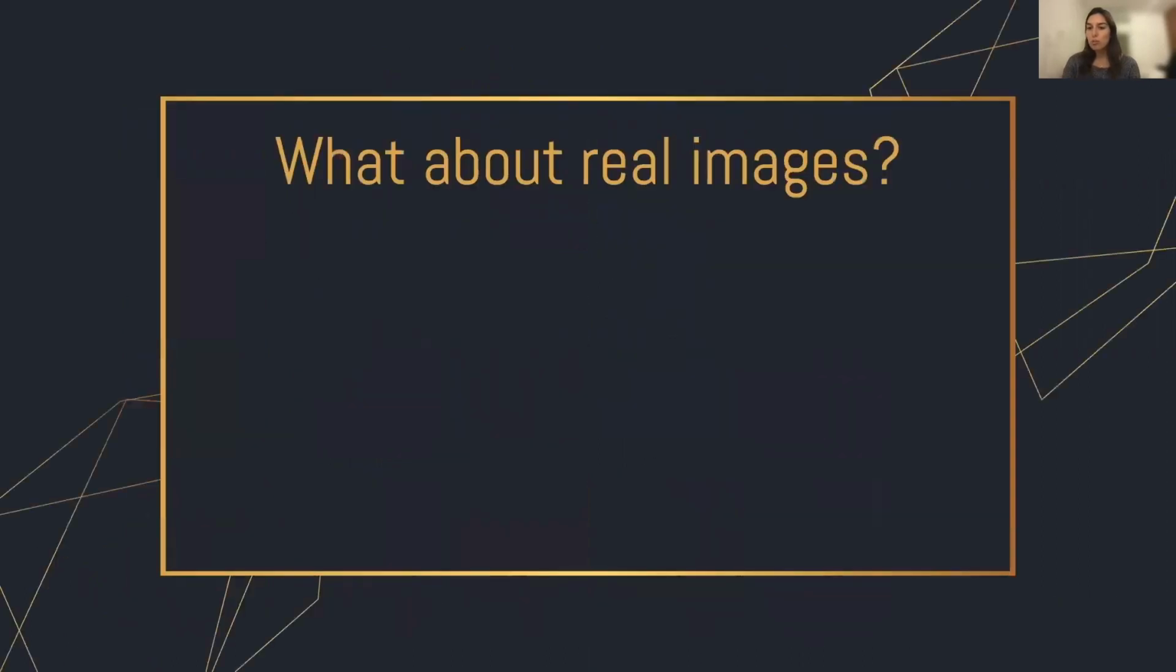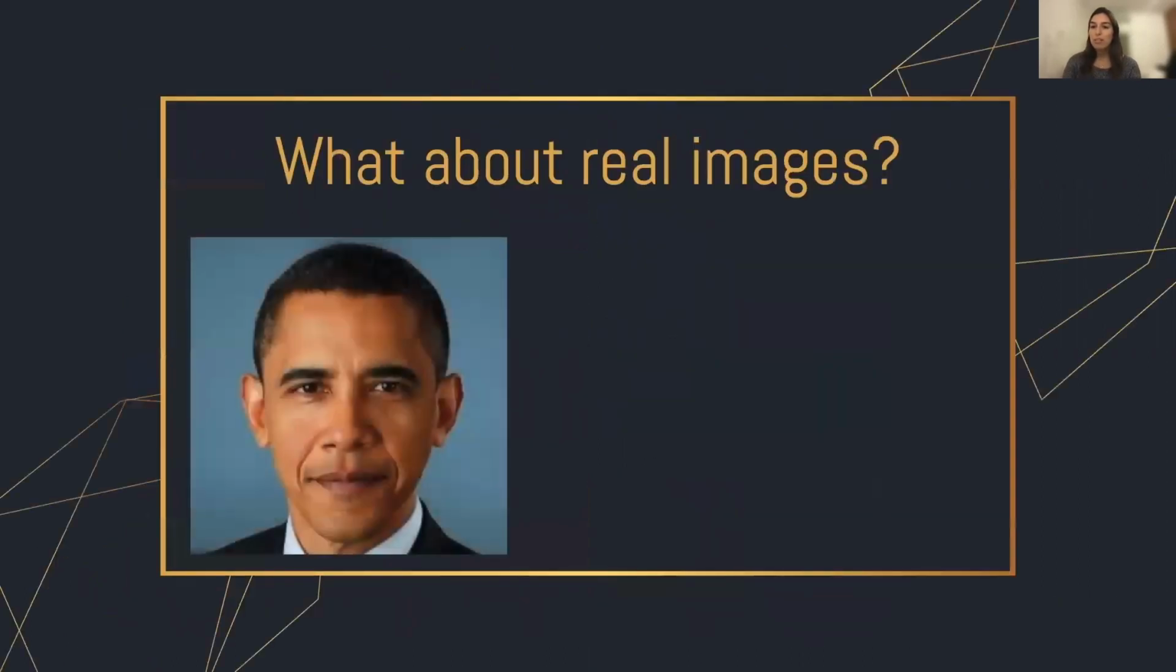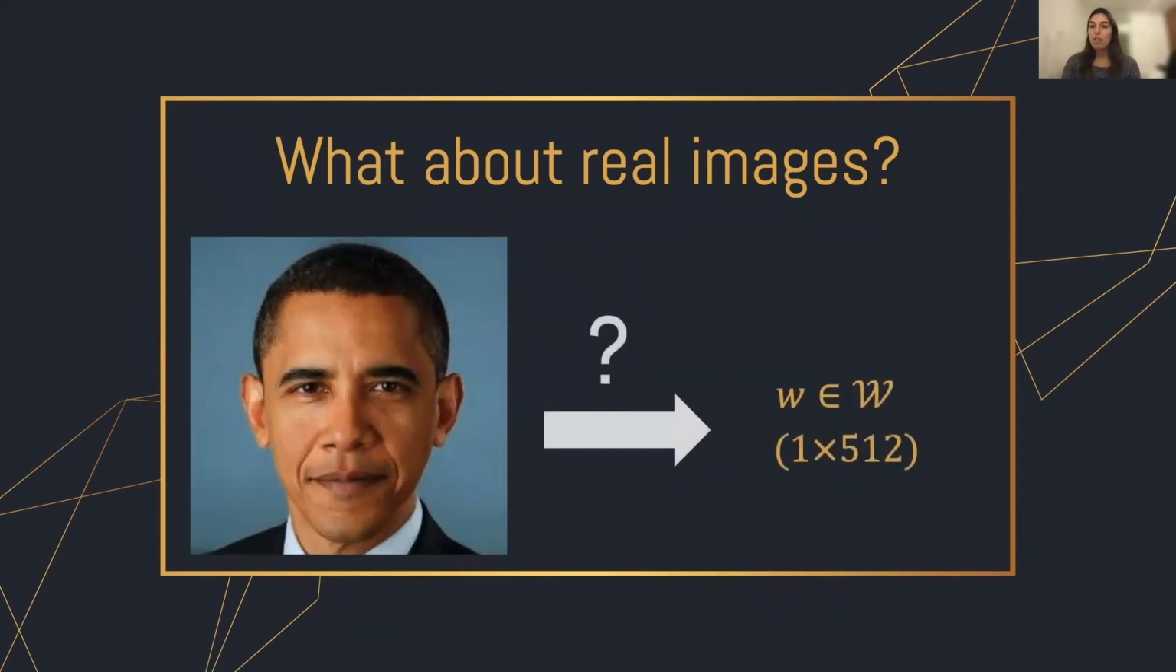So a natural question to ask is how to use these amazing image editing capabilities for real images, like this image of Obama. To perform all the manipulations we've just seen, it is necessary to know the initial W. So to edit a real image, we must find its corresponding W, such that inserting this W into the trained StyleGAN will reconstruct the image. This process of finding the latent code that reconstructs the image is called inversion, and it is not new. It was actually proposed even before StyleGAN.